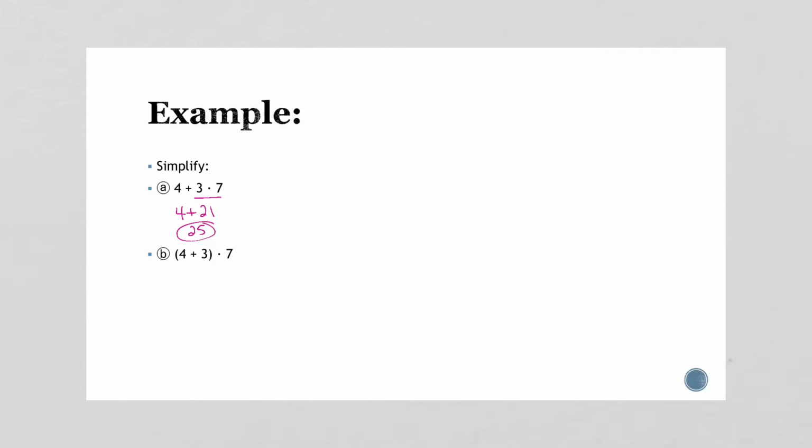All right, but look at what the parentheses do to this. The parentheses say, now I have to do this first. So I've got to do 4 plus 3 before I multiply. So 4 plus 3 is 7 times 7, and I get a different answer. I get 49 this time. So you see how order of operations can change the value of anything. If you don't follow the order of operations, you will not be getting the correct answers.